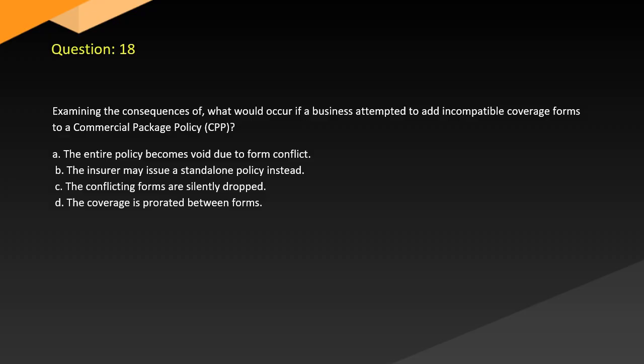Question 18. Examining the consequences of what would occur if a business attempted to add incompatible coverage forms to a commercial package policy (CPP). A. The entire policy becomes void due to form conflict. B. The insurer may issue a standalone policy instead. C. The conflicting forms are silently dropped. D. The coverage is prorated between forms.